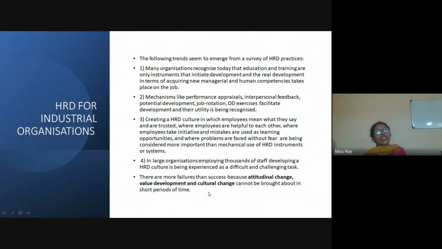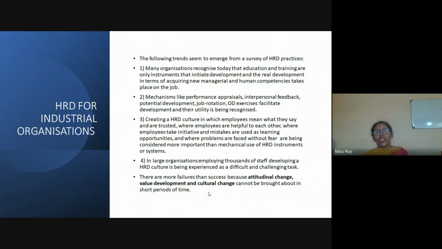So what are the HRD practices for industrial organizations? The following trends seem to emerge from a survey of HRD practices. Many organizations recognize today that education and training are not the only instruments that initiate development, but that acquiring new managerial and human competency takes place on the job. Mechanisms like performance appraisals, interpersonal feedback, potential development, and job rotation, as we have discussed, facilitate development, and their utility is being recognized.